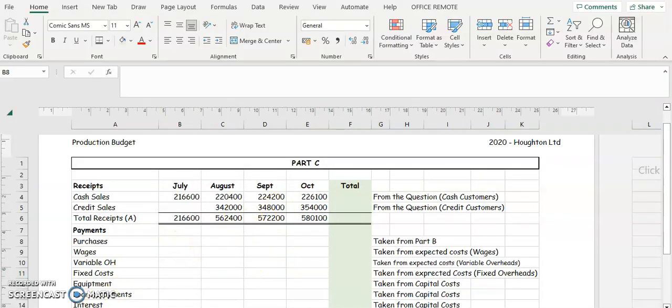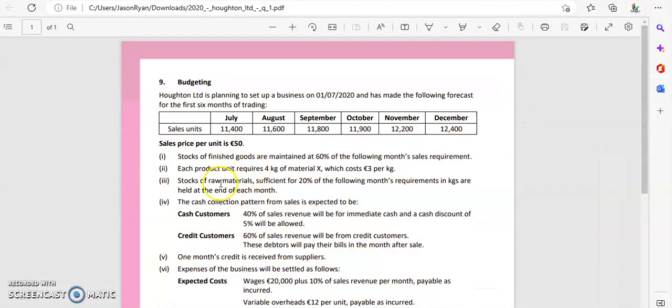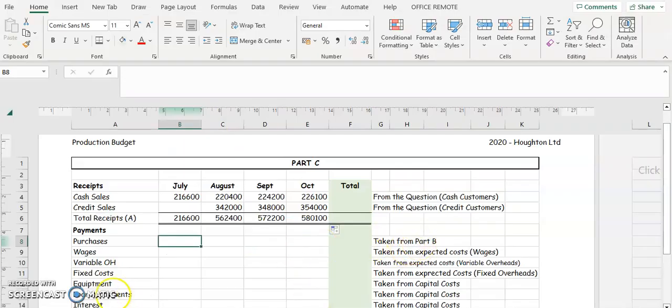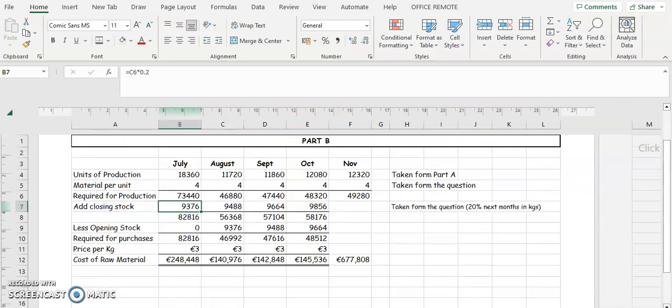So the next part then is our purchases. It tells us in our purchases that 1 month's credit is received from suppliers. So we get 1 month's credit, and we've calculated how much we need to buy, and that's taken from part B. So each one of these items, July is going to be paid in August.